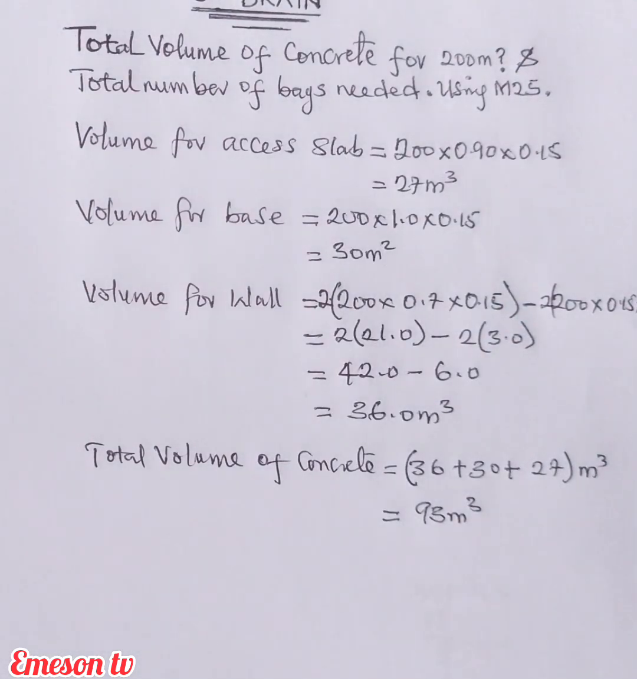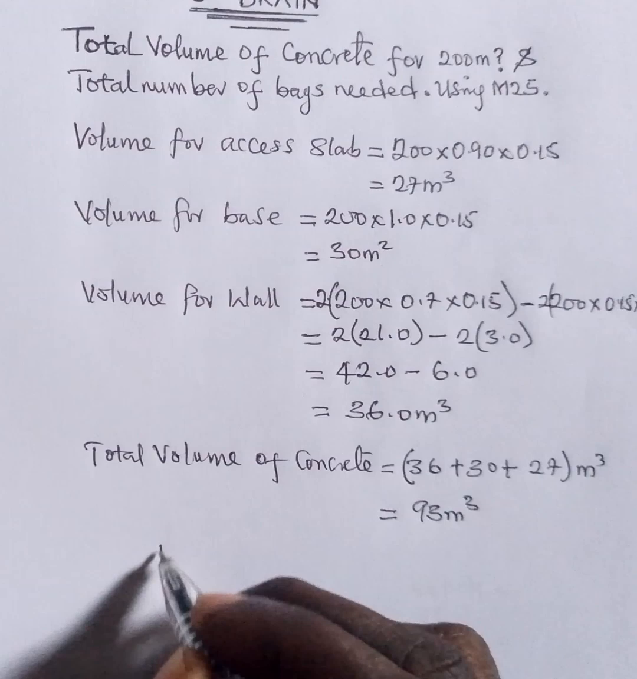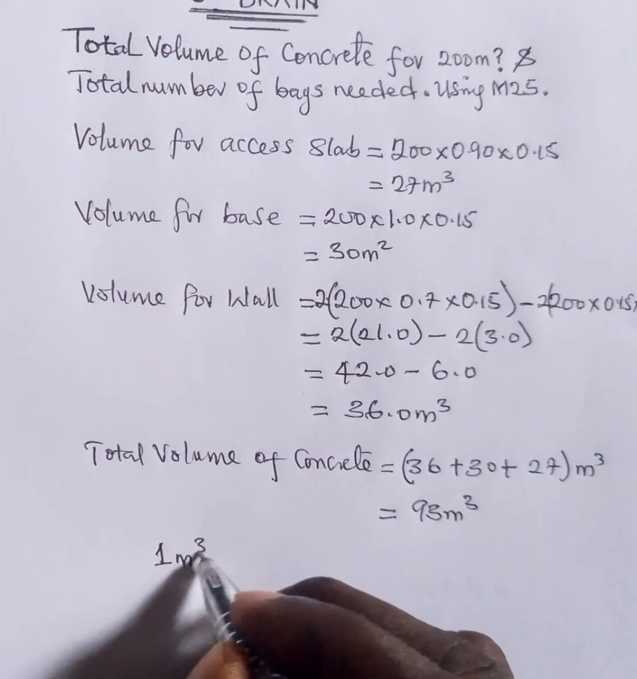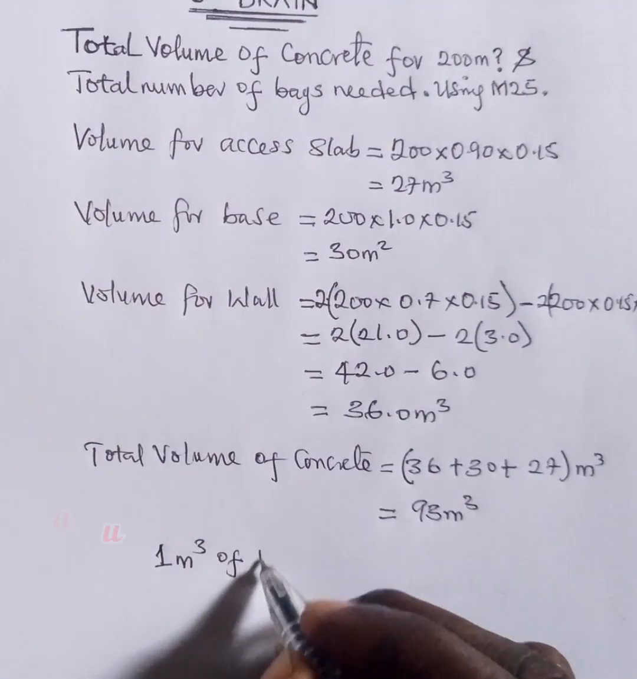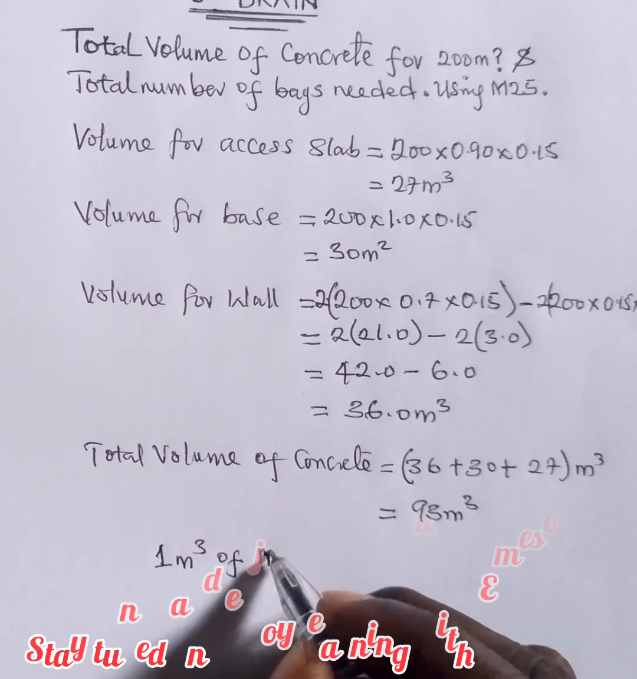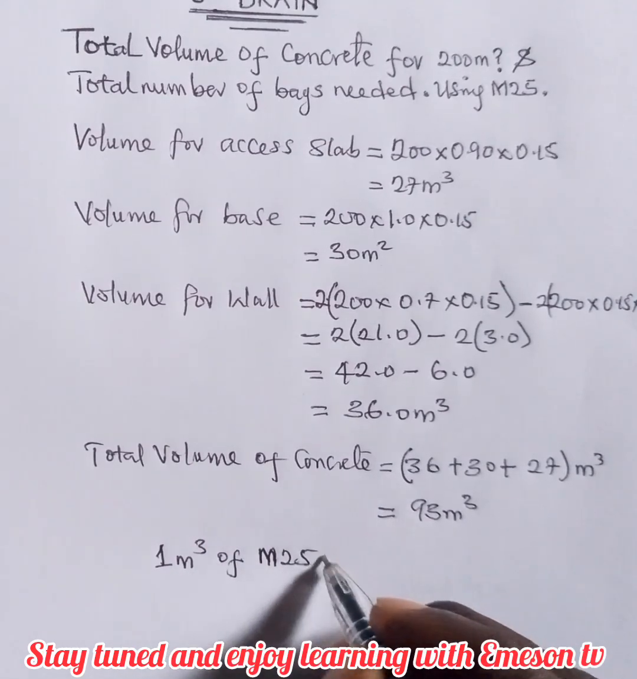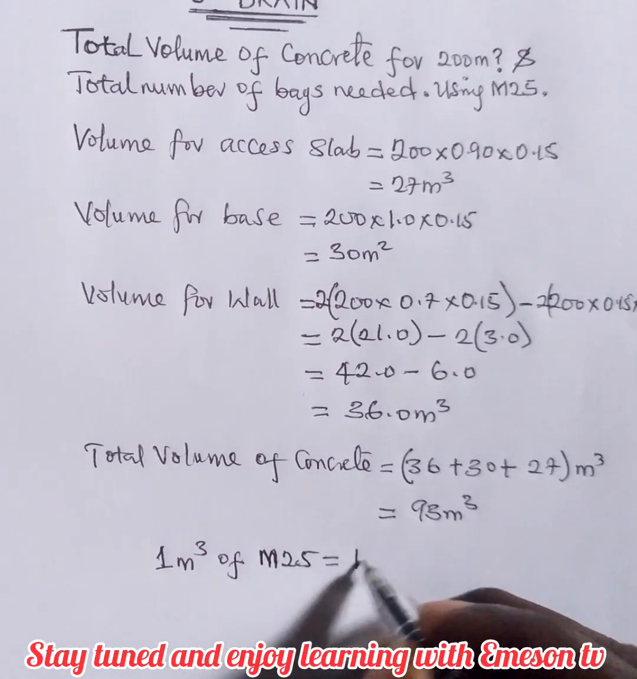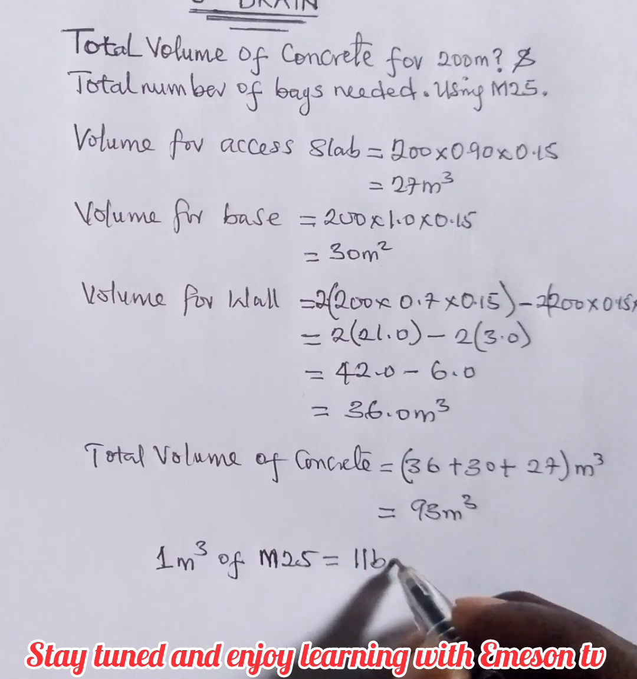Now for us to get the number of bags, we don't want to go into the ratio for M25. This is what you need to do. 1 meter cube of M25 is equal to how many bags? It's approximately 11 bags of cement.